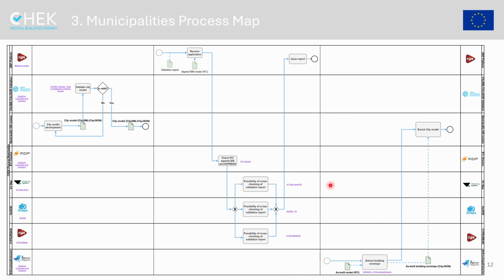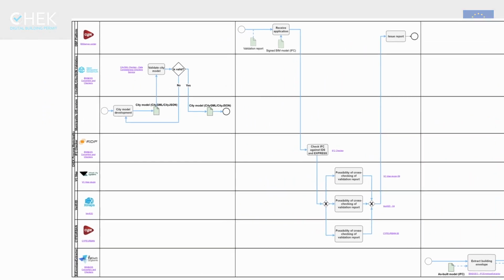And then there's the third group of the process map, which is after a permit has been issued, you may pick up the IFC, probably of the as-built model, and then upgrade the city model with the tools of CHEK, so that the city is permanently updated by whatever has been built in the meantime. So I'm going to dive a little bit into these three parts of this process map. This was just the global table of contents.